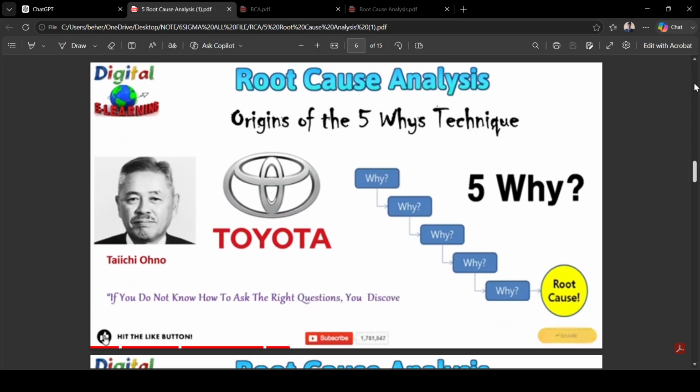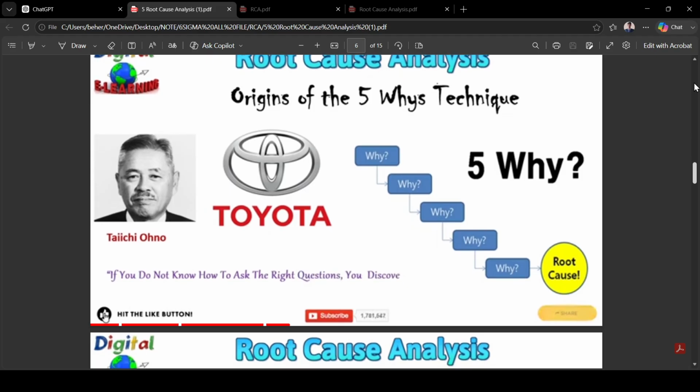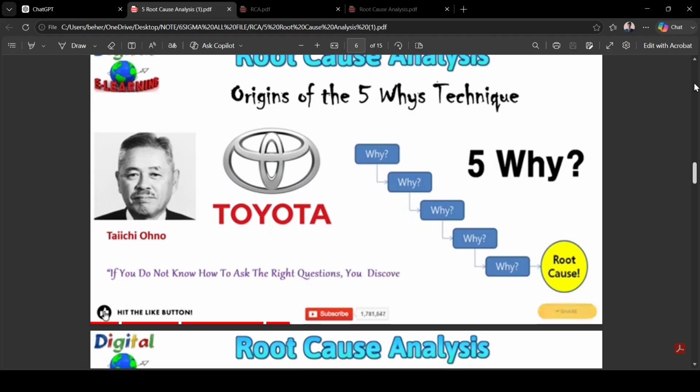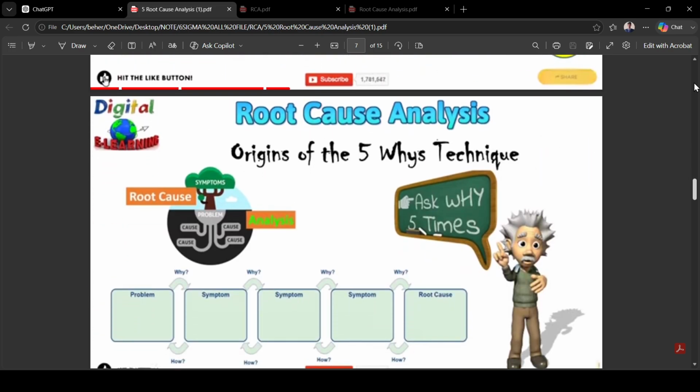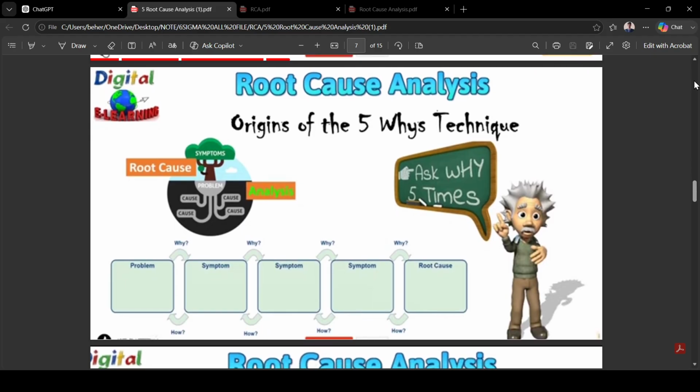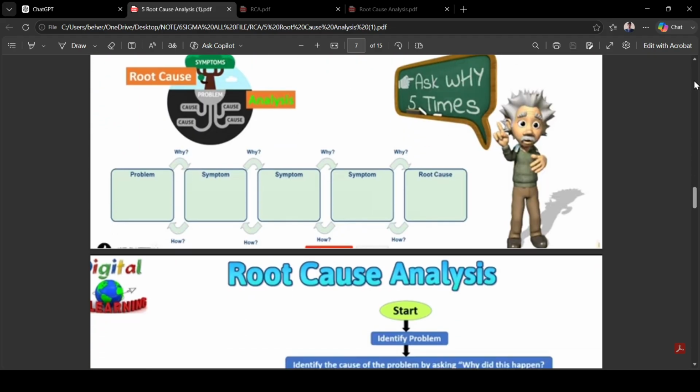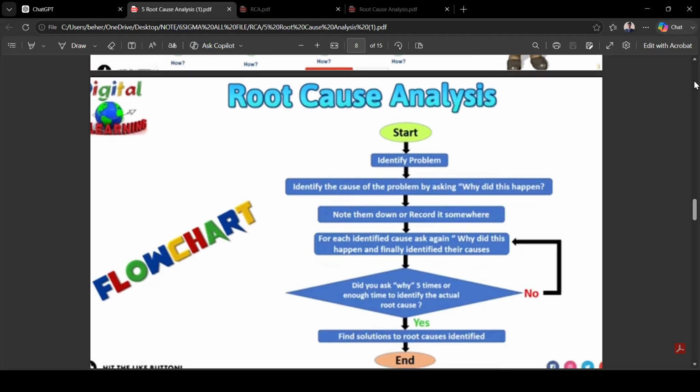Origin of the 5 Whys technique. Teachers know that if you don't know how to ask the right question, you discover why, and then at the end you find the answer. Root cause analysis: symptom one, symptom two, symptom three, why, and how. How to do root cause analysis.